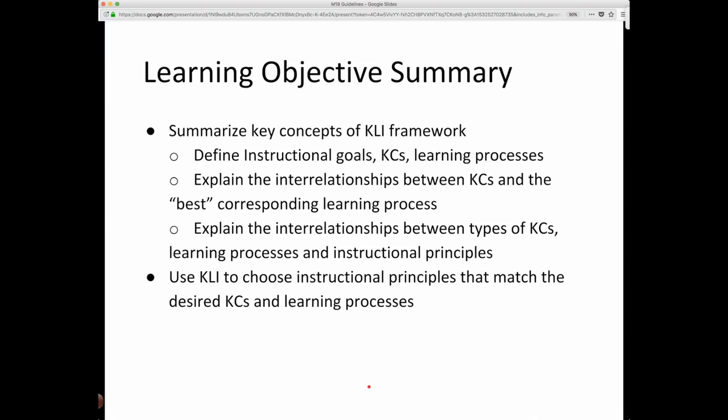So I hope now that you're pulling all of this together and you're starting to feel comfortable that you can summarize some of the KLI concepts, that you can use them in thinking about backward design from goals to knowledge components to learning processes, that you can explain the interrelationships now between cases and the best corresponding learning processes, and then how those learning processes relate to instructional principles, such that you can choose instructional principles that match the desired KCs and how learning processes function to produce those KCs.